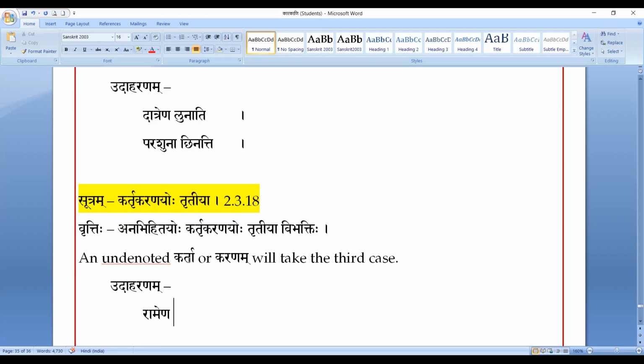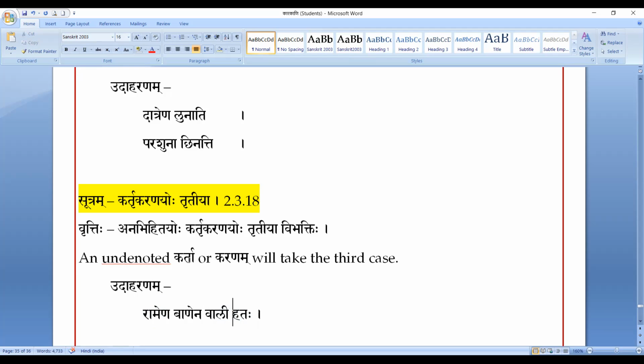Ramena Banena Vali Hataha. Vali was killed by Rama. So Rama is Karta. So, Anabhigita.